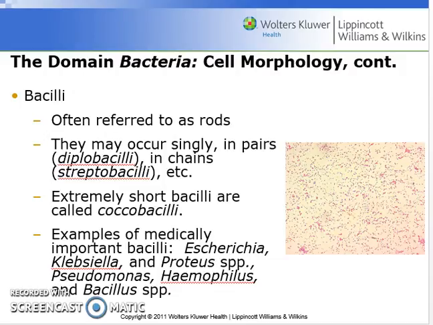And there's a number of examples of organisms that reflect this type of cell morphology, such as Escherichia, which is the genus that makes up the E. coli family. That's what the E in E. coli stands for. There's also Klebsiella, which can be a dangerous organism, as well as Proteus organisms. There's Pseudomonas and Haemophilus, as well as Bacillus species, which are also good examples of organisms that would have a bacilli-shaped cell if viewed under the microscope.